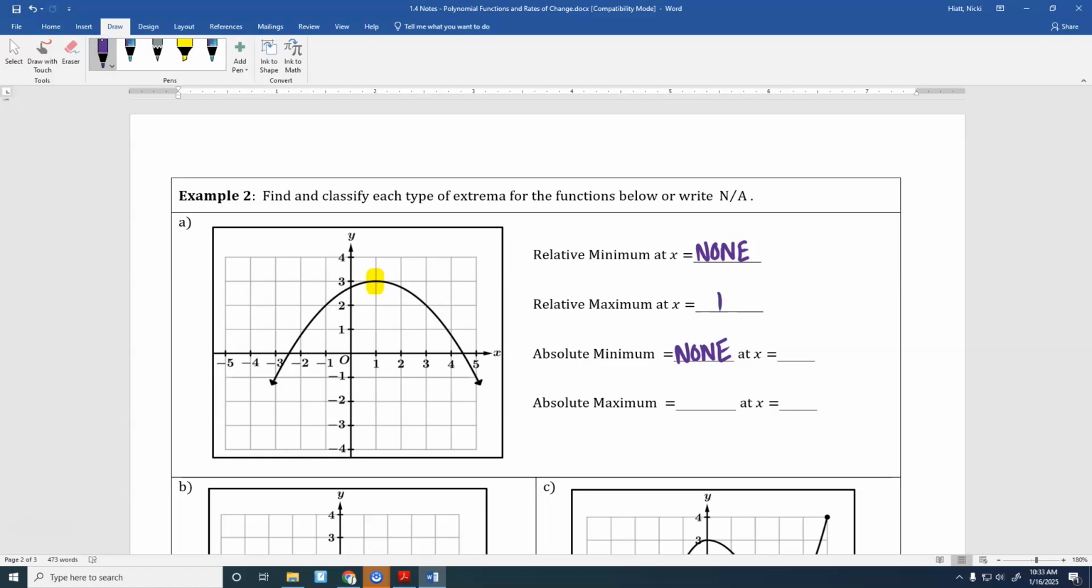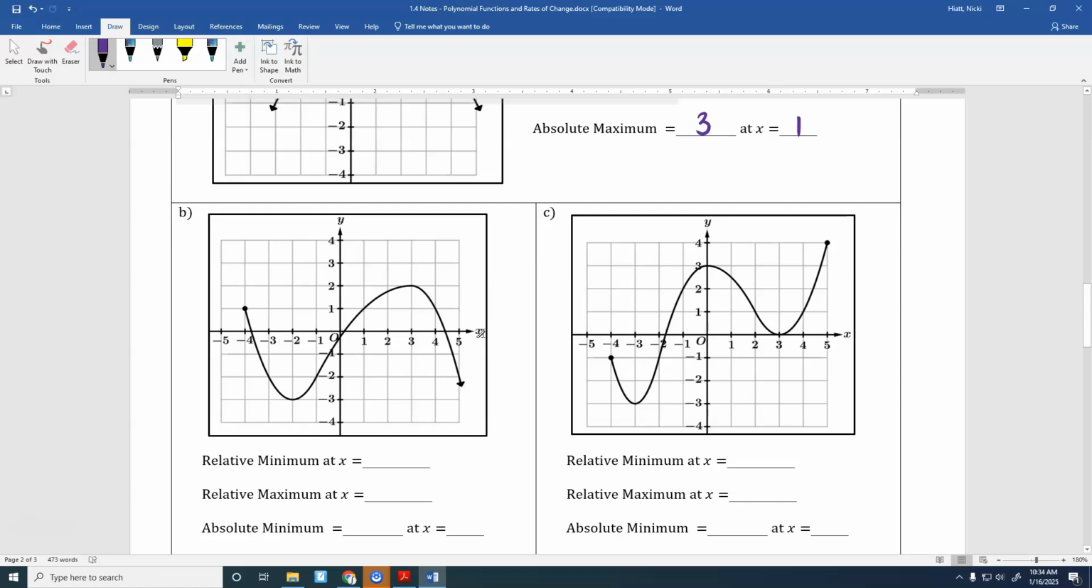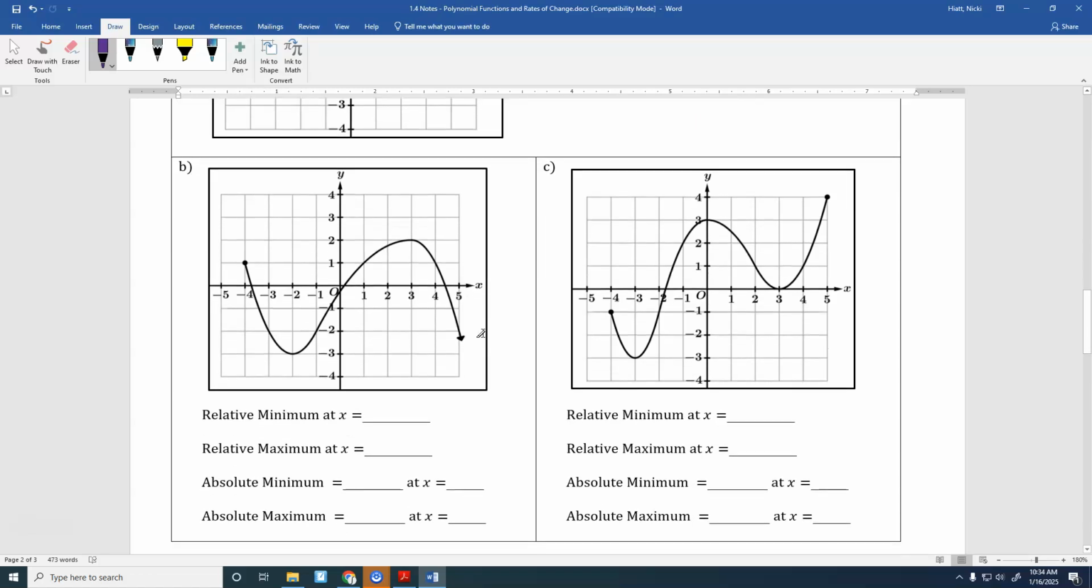So in this case, though, it's asking us for absolute maximum is blank, and it happens at blank. So we would say it happens at 1. What is the absolute maximum value? 3. That's where we put our y-coordinate for that.